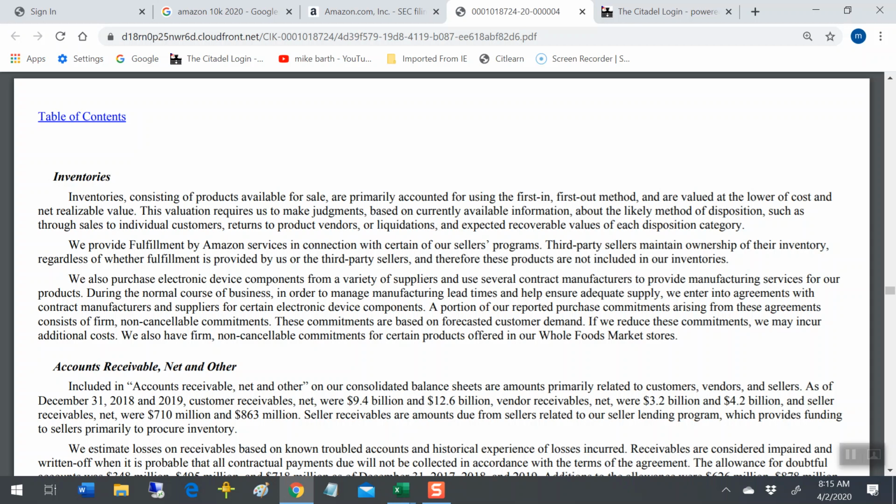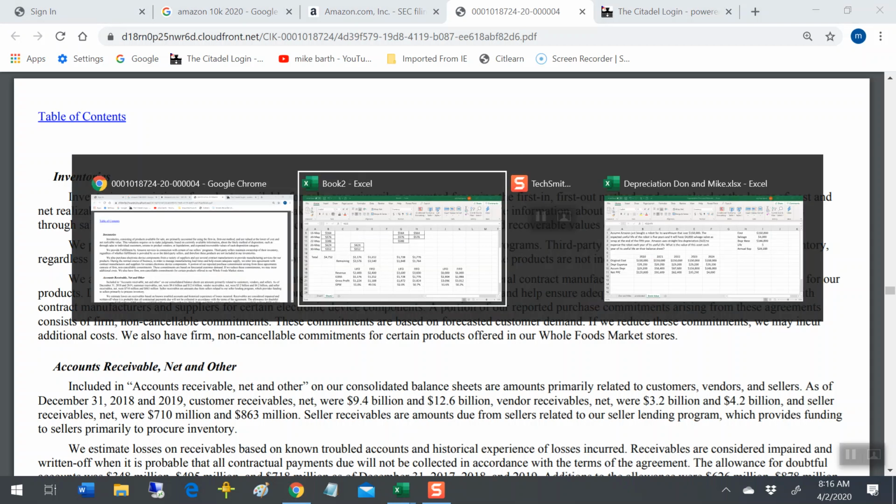Third-party sellers maintain ownership of their inventory. That means that even if they put it in Amazon's warehouses, the third-party vendor still owns it. So Amazon does not report that in their inventory. It still belongs to somebody else. Amazon is just getting a finder's fee for selling it over their website, and they charge them a fee if they're going to store it in the warehouse and then ship it for them. All right. So again, about half of Amazon sales are stuff owned by other people.